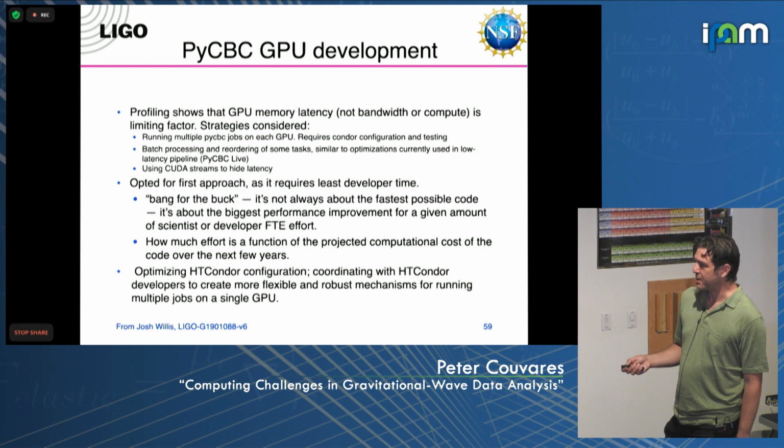It's not always about the fastest possible code. It's about the biggest performance improvement for a given amount of science or developer FTE effort. We have to figure out what the projected cost of a pipeline is over the next few years.